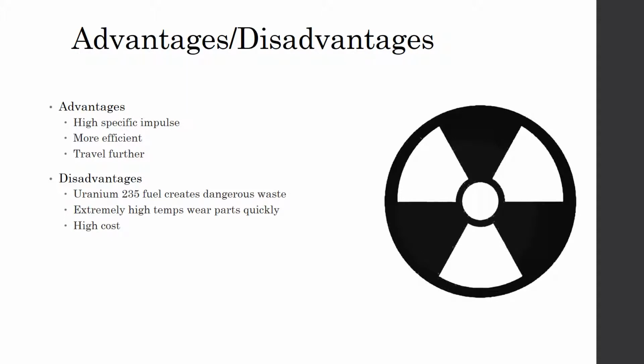So what are some of the advantages and disadvantages of a thermonuclear engine? The advantage, like we were talking about before, is super high specific impulse, making it a very efficient rocket engine. With this kind of efficiency, you're able to travel much further than we have in the past, out to different parts of the solar system or even beyond. Some of the disadvantages are that uranium-235 fuel creates dangerous waste that has to be taken care of. You're also seeing extremely high temperatures that wear parts apart really quickly, so that drives up the cost. These aren't exactly cheap, but we do believe the advantages outweigh the disadvantages, and you're going to be seeing thermonuclear propulsion in many spacecraft in the future.